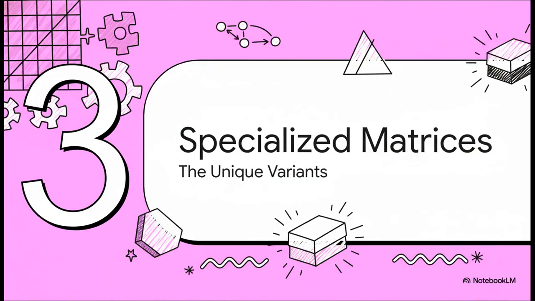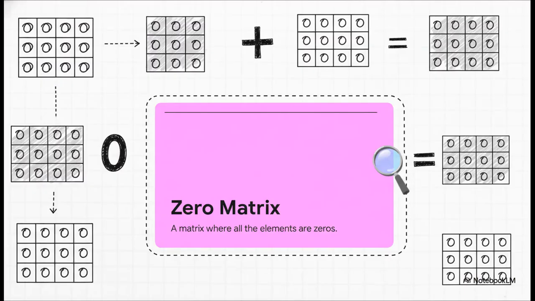And speaking of those unique variations, let's dive into the specialists. These are all square matrices, but each one has a very specific and very useful structure. First up, the easiest one to spot from a mile away, the zero matrix. It can be any size, really, but the rule is simple. Every single entry is the number 0.